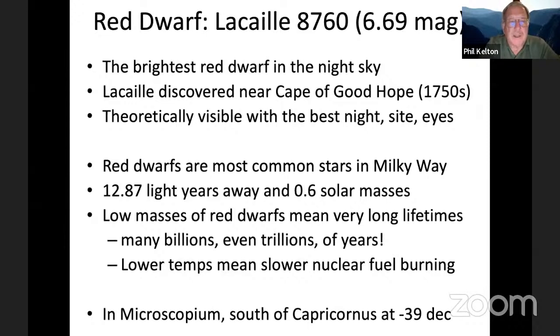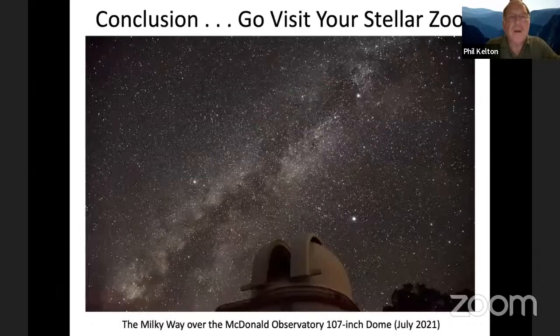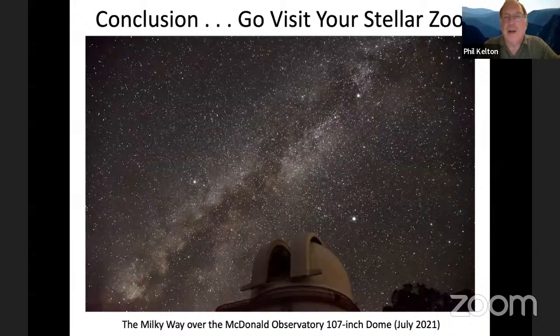It's in the constellation Microscopium, south of Copernicus, so theoretically easily visible and findable with binoculars if you have a good view of minus 39 degrees declination. Okay, so this is my last slide. My conclusion is go out and have fun with the bright stars, what I call the stellar zoo.